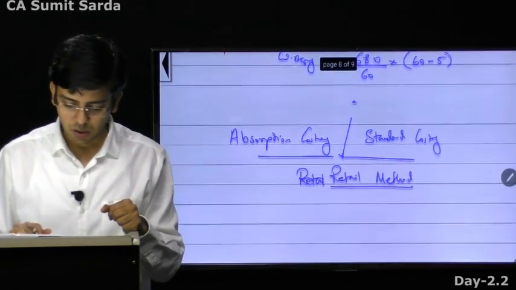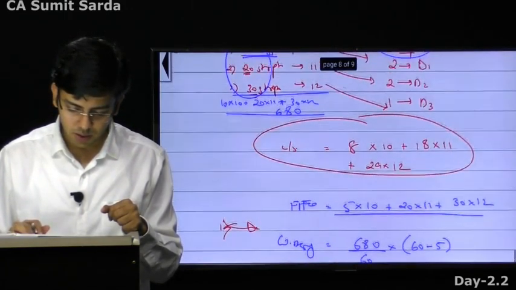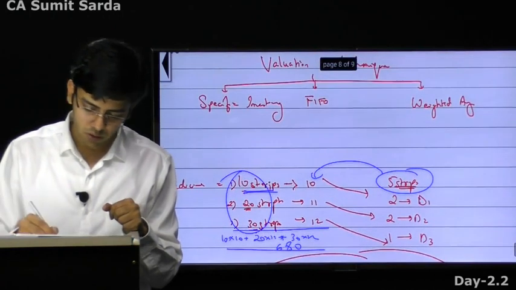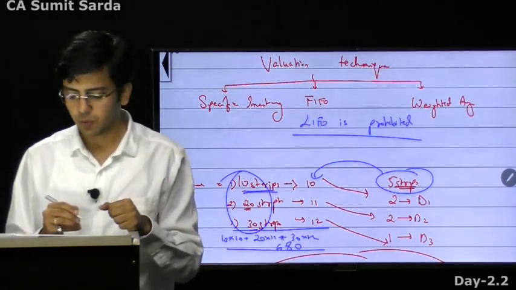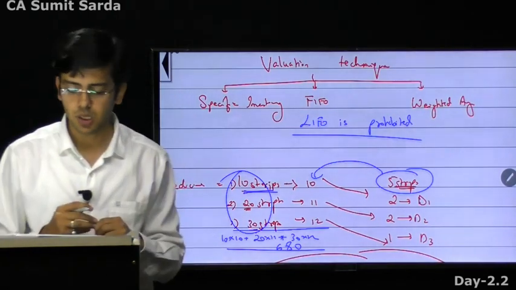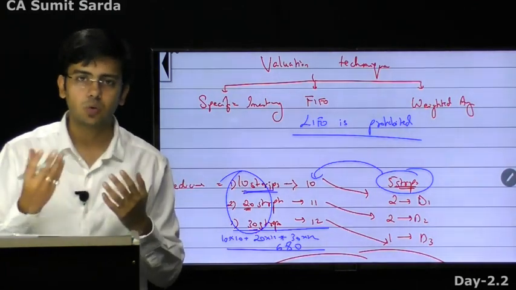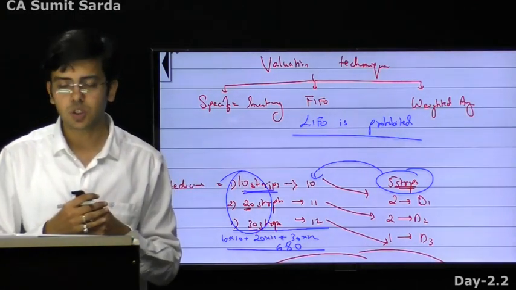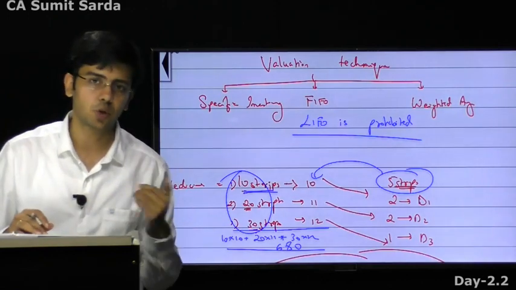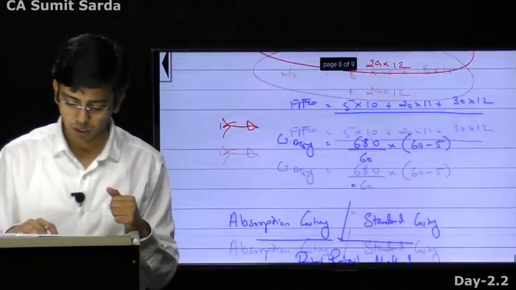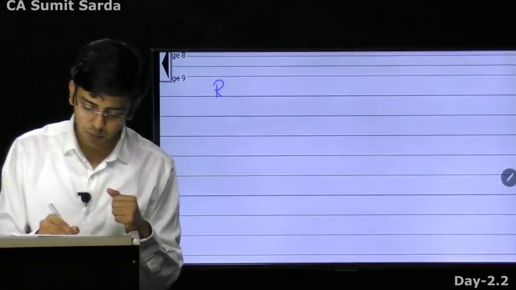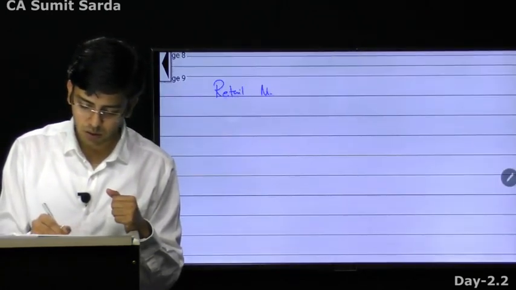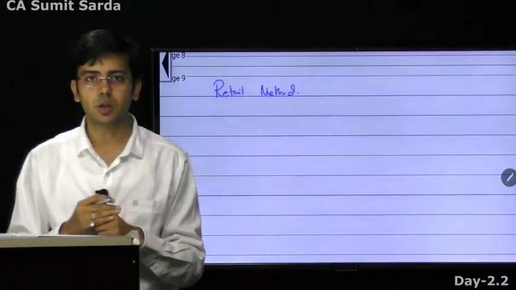One thing I didn't discuss over here, LIFO is prohibited. I believe you are aware of this. Why is LIFO prohibited? Because India is an inflationary economy. The prices of the inventory keep increasing day by day. So that is the reason LIFO is prohibited, because it will show understatement of profit. Okay. So let's start with, what do I mean by this retail method? How do I value my inventory under the retail method?